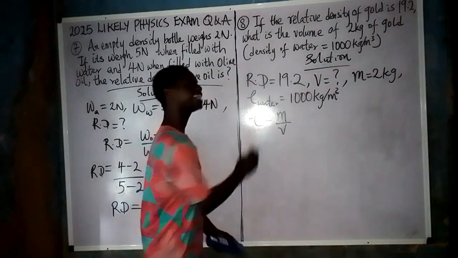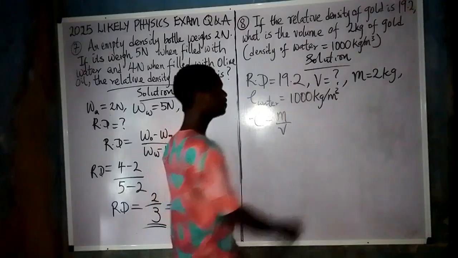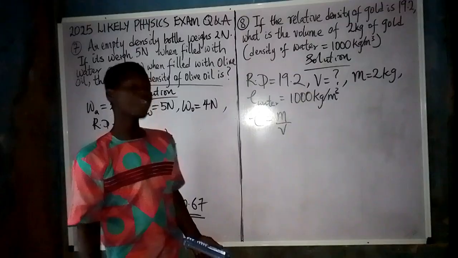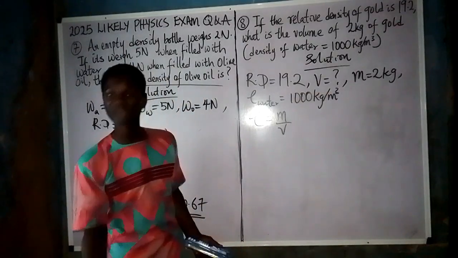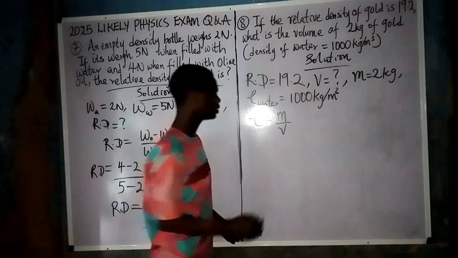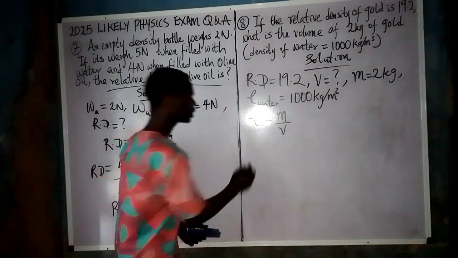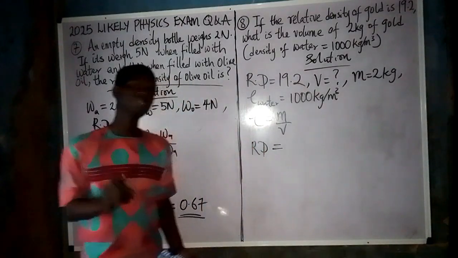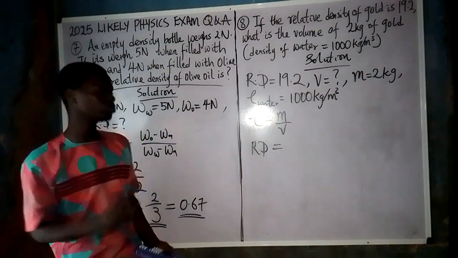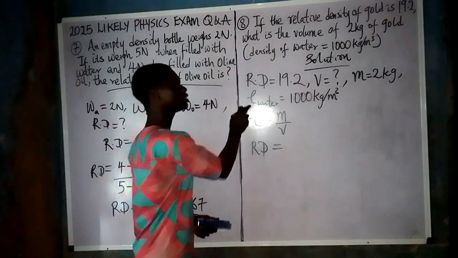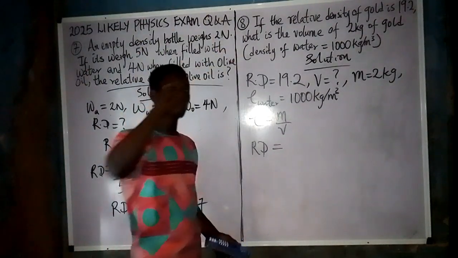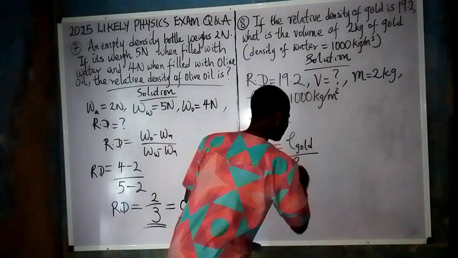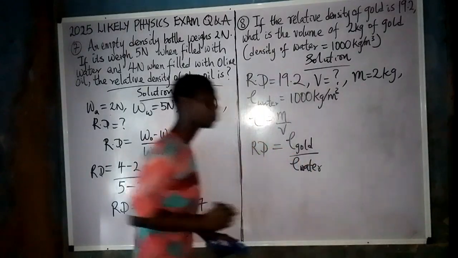Do we know the density of gold? Mind you, we were given the relative density of gold, not the density of gold. So in this case, we have to get the density of gold before we can find the volume of gold. Okay? Now, how do we get the density of gold? We can use ROD, because there was a value for ROD, that is relative density. Now, which of the formula for relative density are we going to be making use of here? We know the density of water, and we are trying to get the density of gold. So the formula to use is density of gold over density of water, and this formula will help us out.